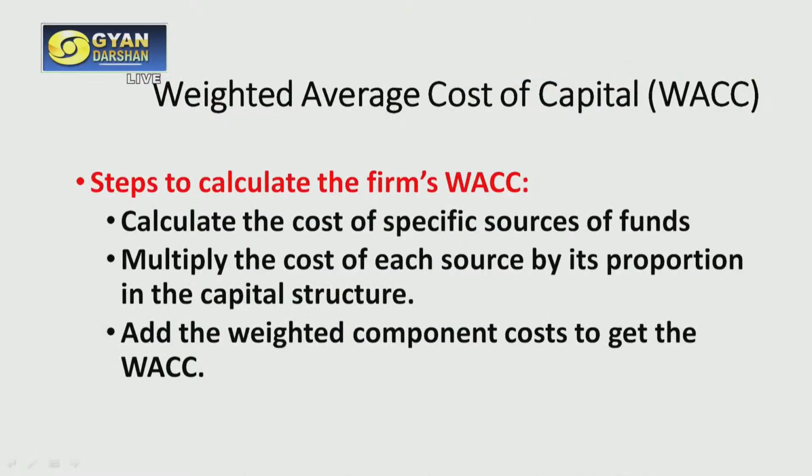So these are the steps which are visible on your screen. First, we need to calculate the individual cost of capital for each specific source of fund. We will multiply the cost of each individual source by its proportion in our capital structure. And then we add the weighted components of cost to get the weighted average cost of capital.